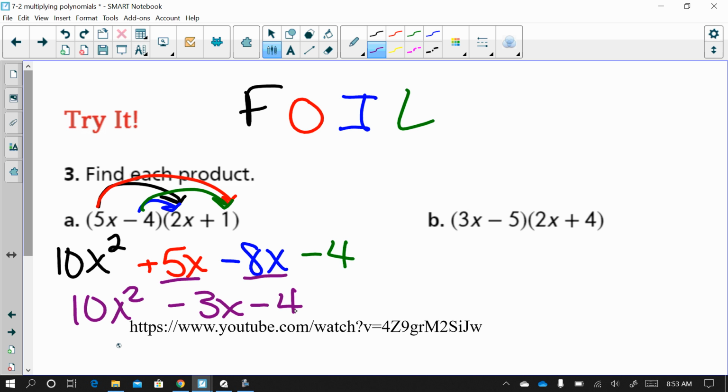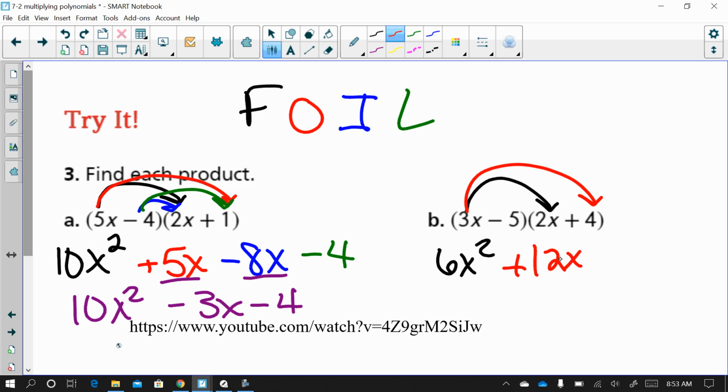Again, make sure you pause and try it because you need to make sure you know how to do this. Okay, first times first, outsides, insides, lasts. Finally, combine like terms.